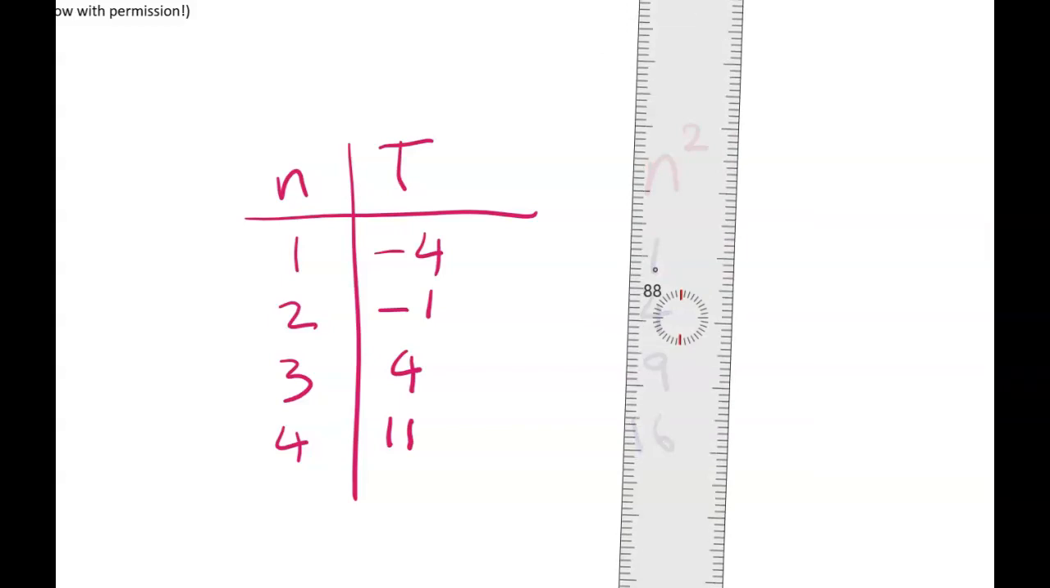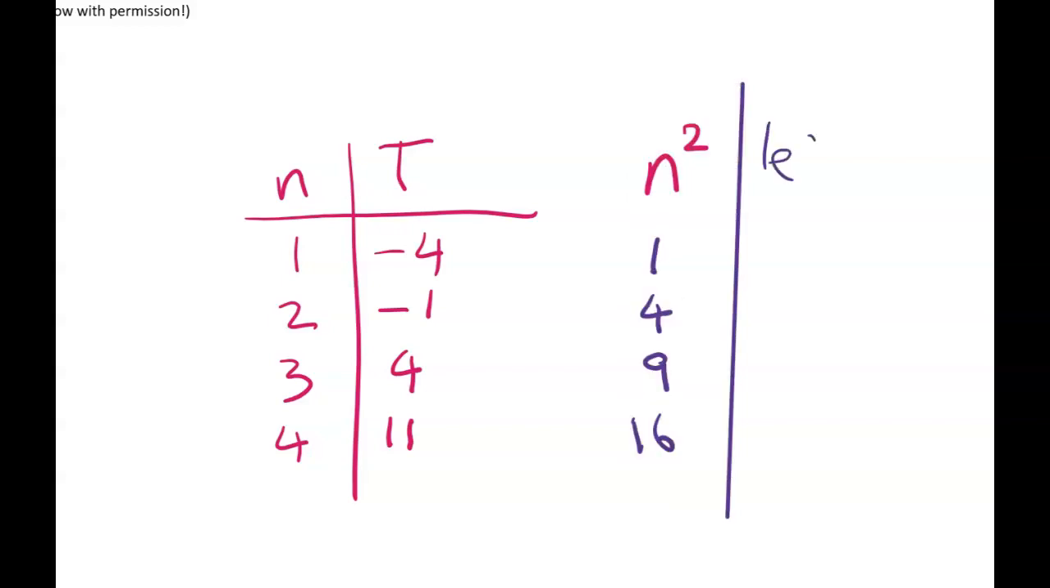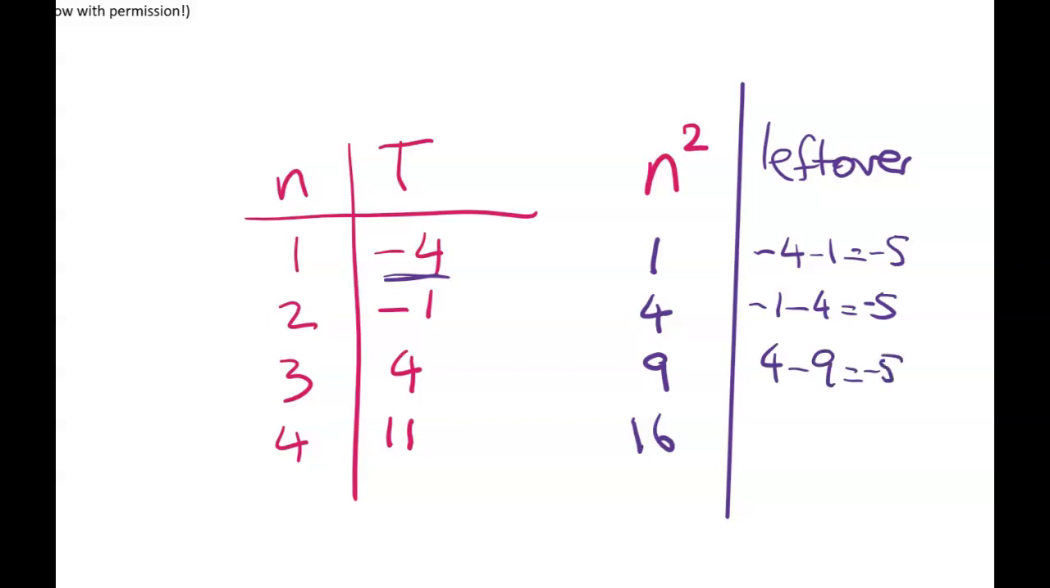Ugh, this is getting messy. Let's see. Where are we? There's my n squared column. And now we've got my leftover column. Well, my leftover column is -4 take away 1, which is -5. -1 take away 4, also -5. 4 take away 9, also -5. And 11 take away 16, which is -5. So that means that my rule here will be t is equal to n squared minus 5.